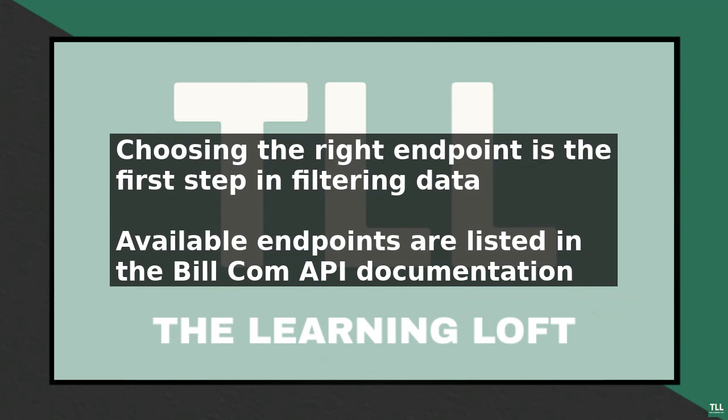Step 4. Available query parameters. The available query parameters vary depending on the endpoint, but common query parameters include id, name, date, and status. You can find a list of available query parameters for each endpoint in the Bill.com API documentation.